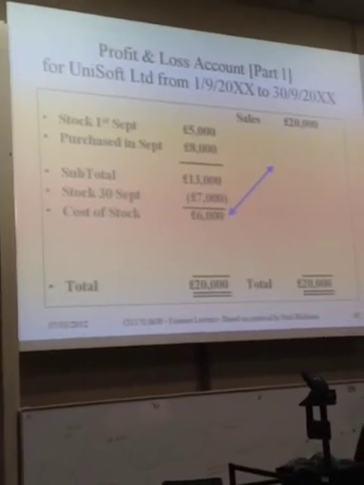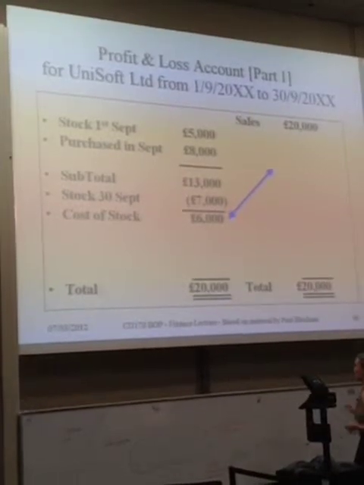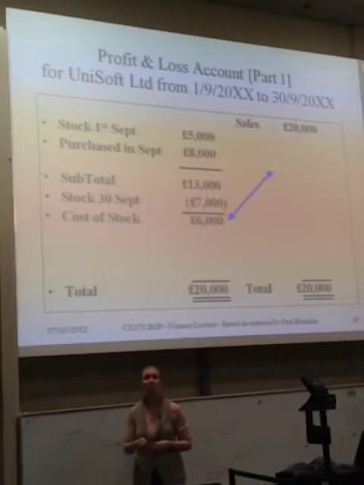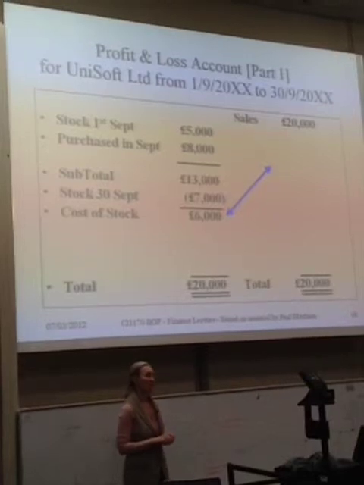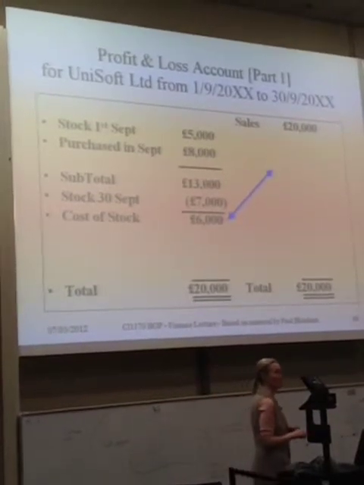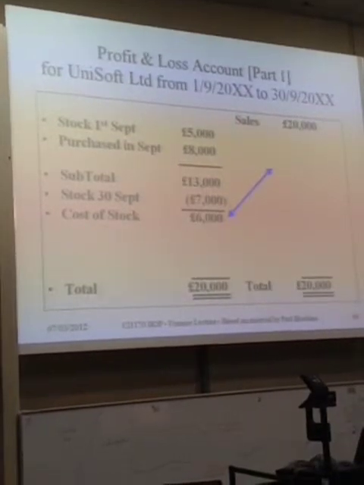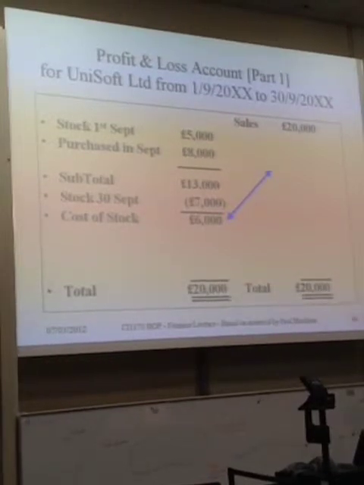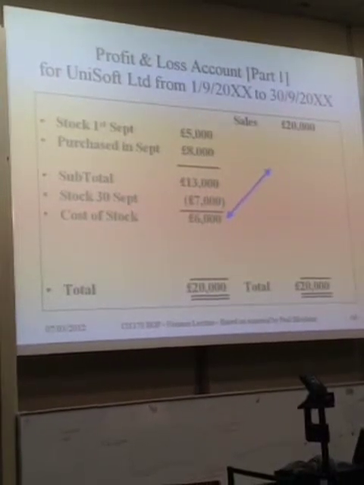So the 8 and the 5 is 13. But hang on a minute. We've made 100 tubes of toothpaste, but we haven't sold them all. We haven't used all the stock either. So that stock has to come out. We've sold £20,000 of goods. The actual cost of the stock that we've used to make those sales of 20,000 is 6,000. Now take a minute just to look at that. I'll go through that again if you want.